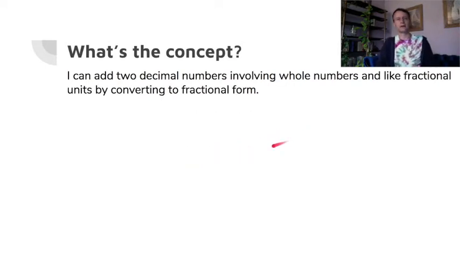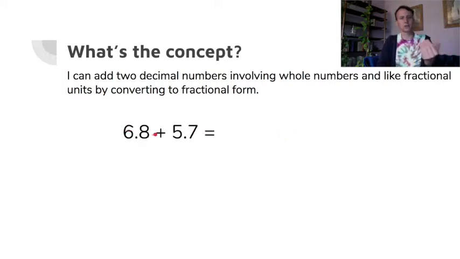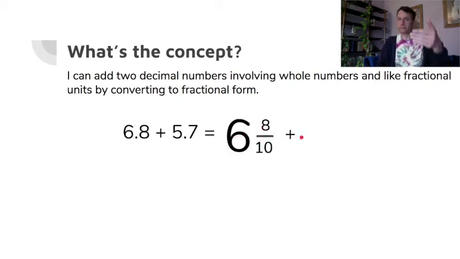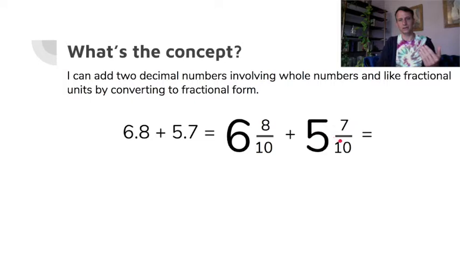Great. Now, 2 decimal numbers involving whole numbers, and we're going to convert them to fractional form. Here's what that looks like. Okay, so now we're not dealing with the 0 points. We have 6 and 8 tenths plus 5 and 7 tenths. They're both in tenths. Okay, so let's look at that in fraction form. 6 and 8 tenths, mixed number, plus 5 and 7 tenths as a mixed number.